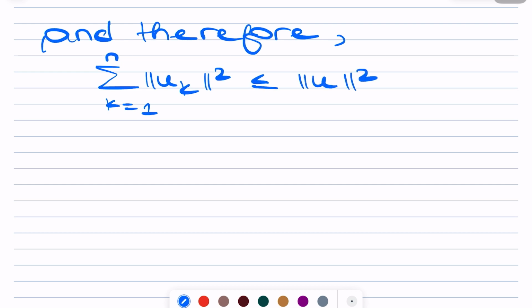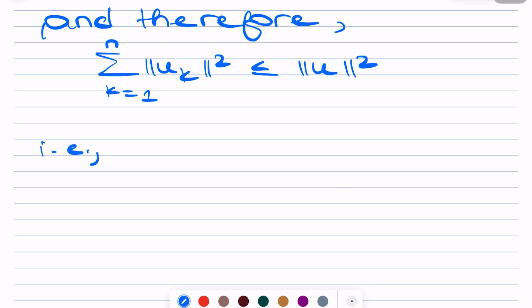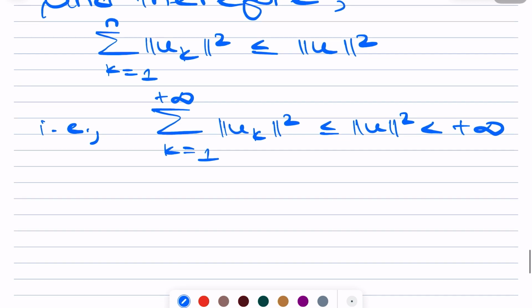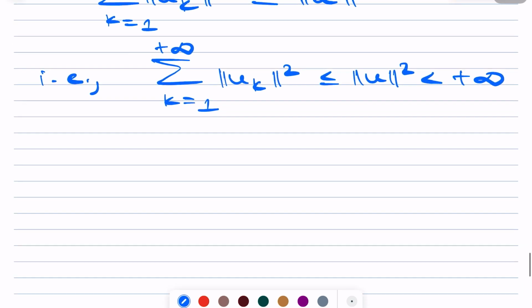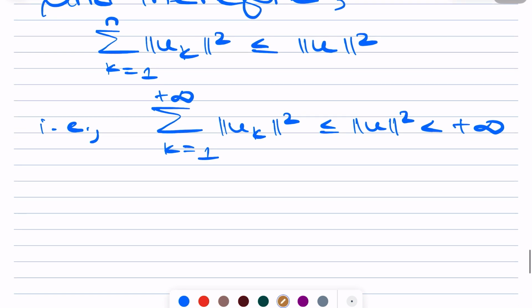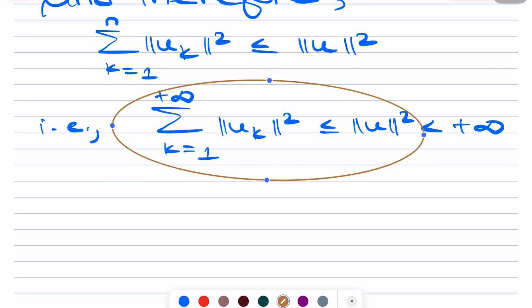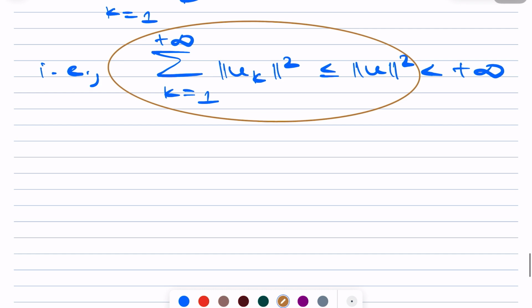Okay, so if you take the limit as n goes to infinity, you get that the summation of the norm of uk squared, let me write k moving from 1 to infinity, is less or equal than the norm of u squared, which is finite. But before we proceed, let me draw your attention to something. This relation here is known as the Bessel-Parseval inequality.